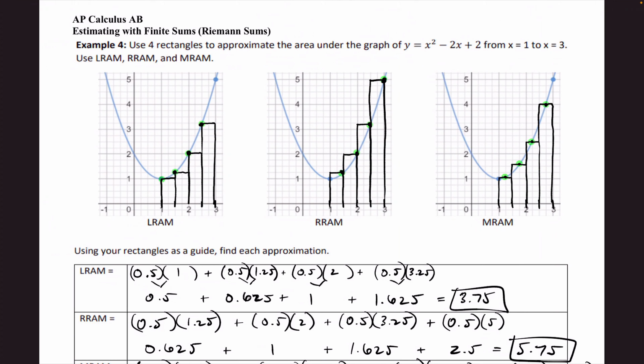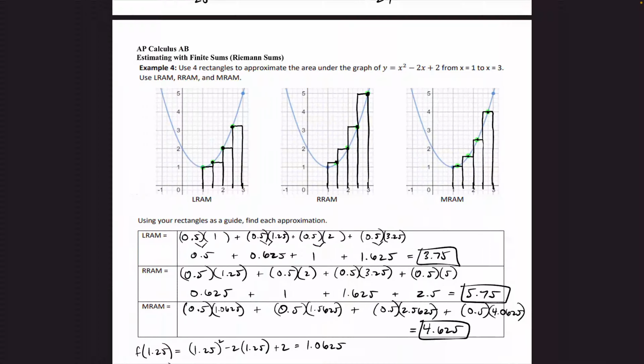Overestimate. RRAM's the opposite. If the function is increasing, RRAM is always going to be an overestimate. But if the opposite was true, right? If my bounds were from, instead of 1 to 3, it was from -1 to 1, it's decreasing, right? It would be the opposite. Okay, it would be the opposite. All right? Yep. That's why I'm telling you guys.